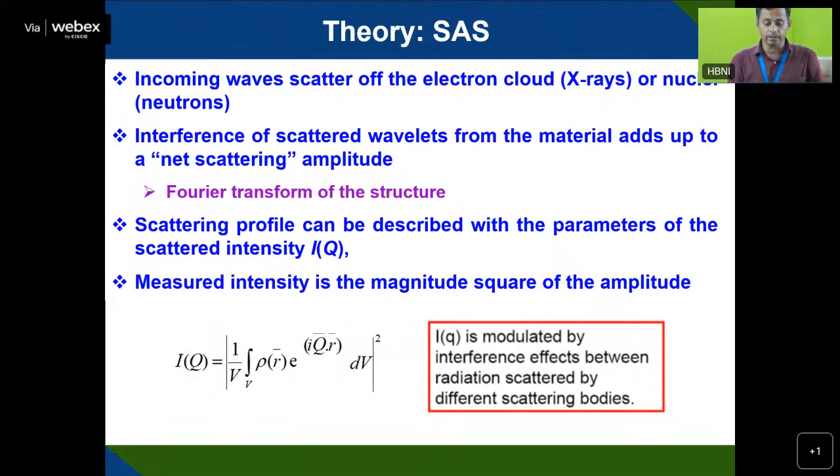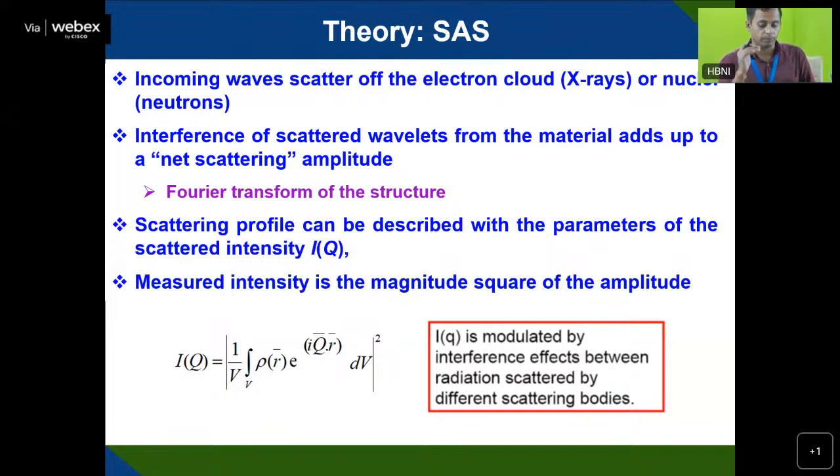You have an incoming wave vector scattered off the electron cloud in the case of X-rays. There is an electron cloud surrounding the nucleus. When an X-ray comes, it is scattered off the electron clouds there. But in the case of neutrons, it is scattered from the nuclei. So you have interference of scattered waves. At this interaction you get scattered wavelets, and the scattering from the individual scatterers is added up to give a net scattering amplitude.